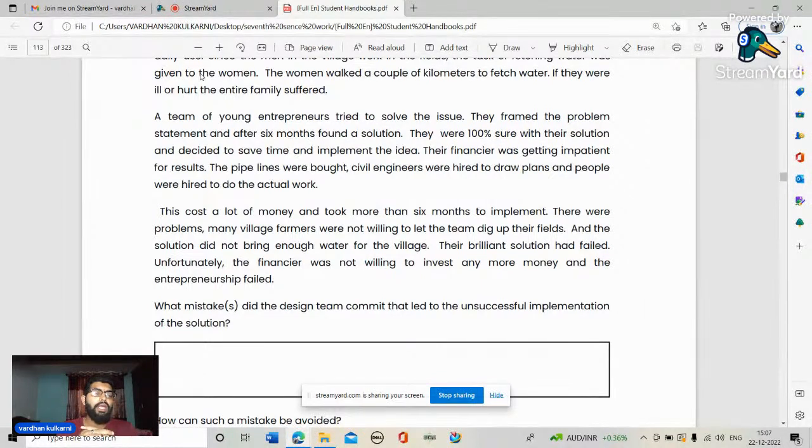This situation shows that the farmers didn't allow the engineers to dig up their fields, since their daily food was on the fields itself. Since the entrepreneurs had a fixed set of ideas, the farmers didn't let them dig, and the financier was getting impatient because it had taken more than 6 months.